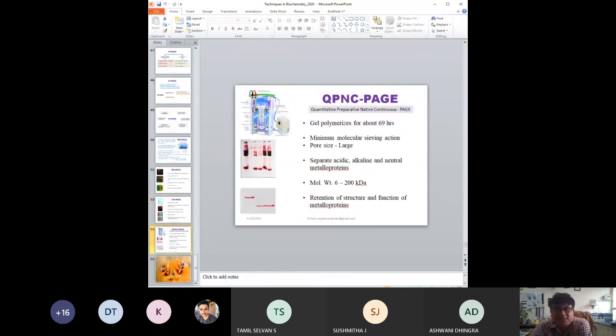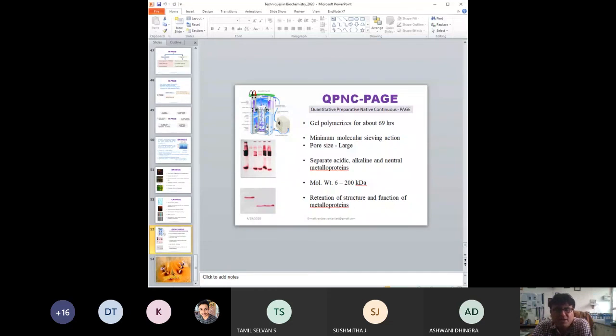So coming on to the last technique of native page, that is QPNC page. QPNC basically stands for quantitative preparative native continuous polyacrylamide gel electrophoresis. As I told earlier, it takes almost around 69 hours to polymerize the gel. And here you have a minimum molecular sieving effect, because of this long duration and low concentration of the polyacrylamide gel which you are going to cast.